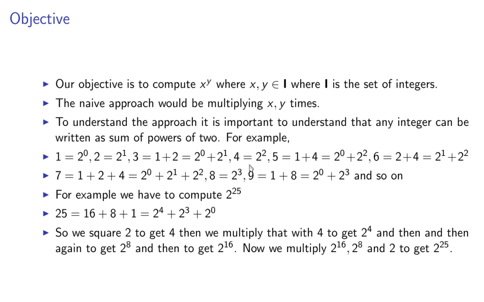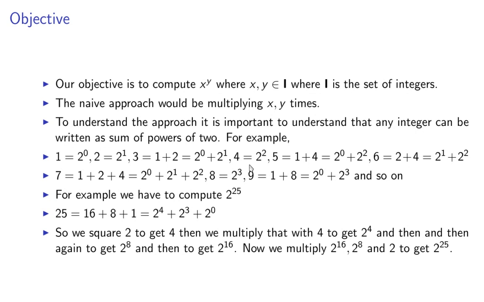So suppose I have to compute, as I said, x to the power y, where x and y both belong to I, where I is the set of integers. One of the approaches you can take is to multiply x y times. You run a for loop and multiply x to itself y times and then store the result. This is all right as long as y is small. You wouldn't have much overhead, and the algorithm is really simple.